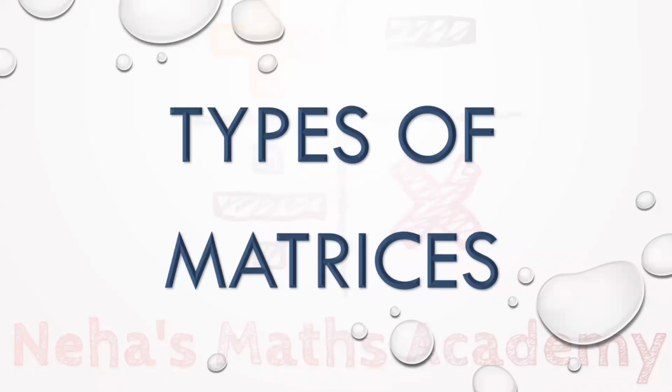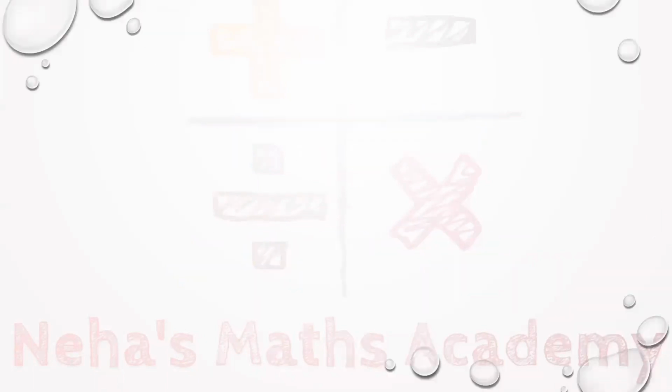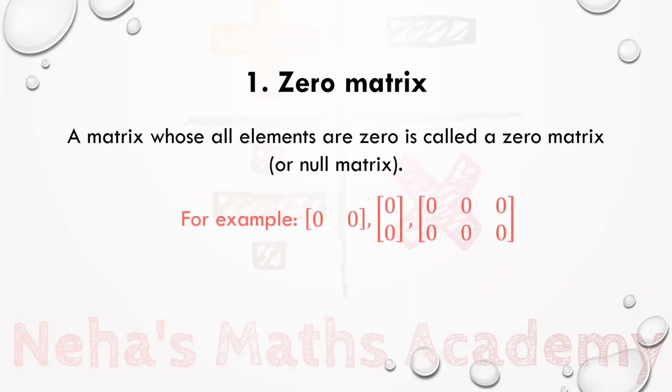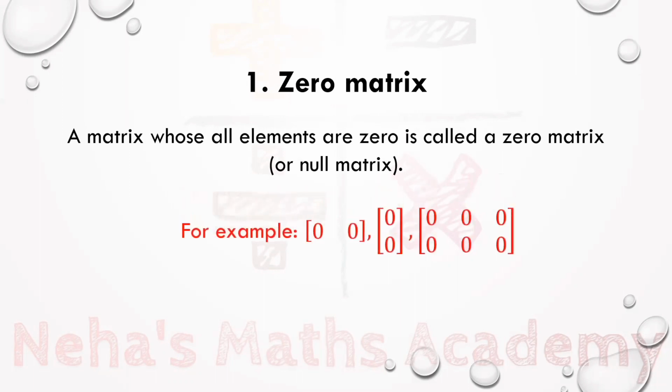Today our topic is types of matrices. There are 11 types of matrices. In that, first is zero matrix. A matrix whose all elements are zero is called a zero matrix or null matrix. Following are the examples of zero matrix.